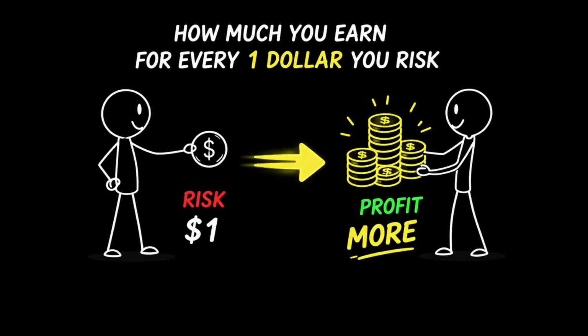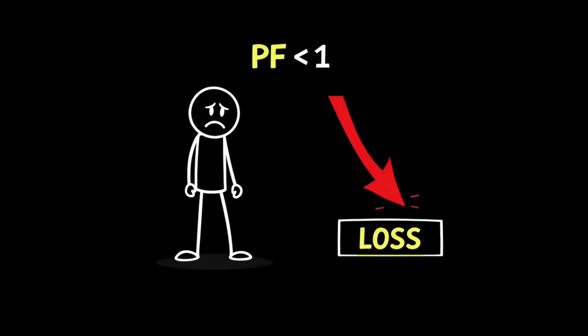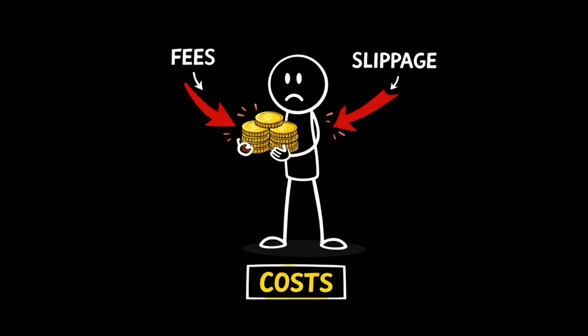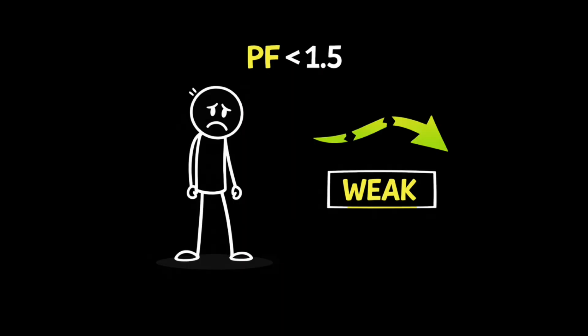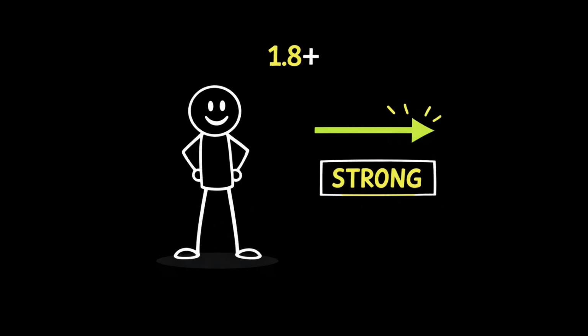Profit factor means how much you earn for every $1 you risk. If it is above 1, strategy is profitable. If below 1, it is losing. But in real trading, after commissions, slippage, low profit factor strategies fail. In my opinion, below 1.5 is weak, 1.5 to 1.7 is average, above 1.7 is strong.